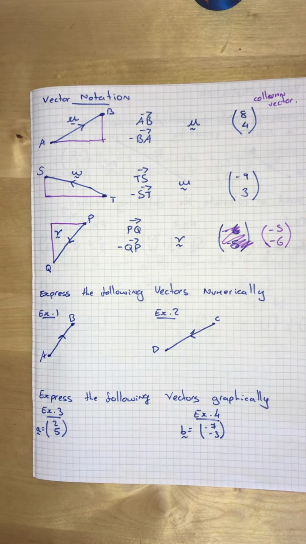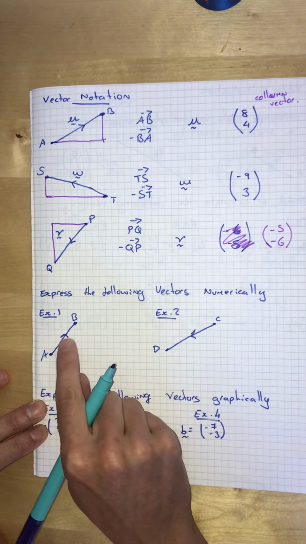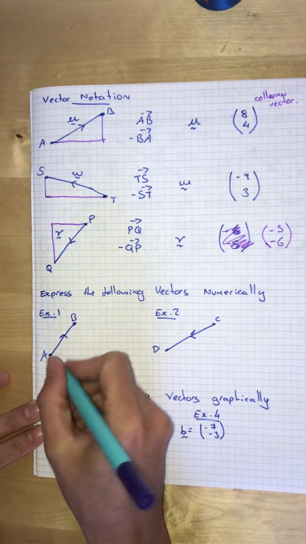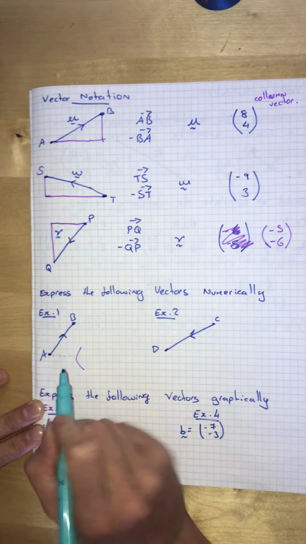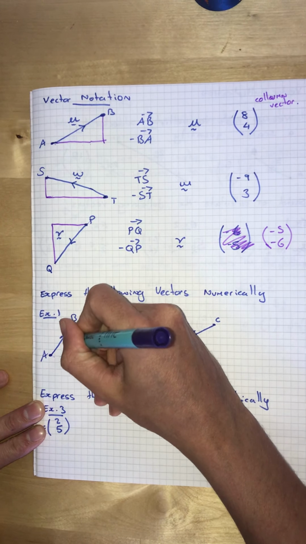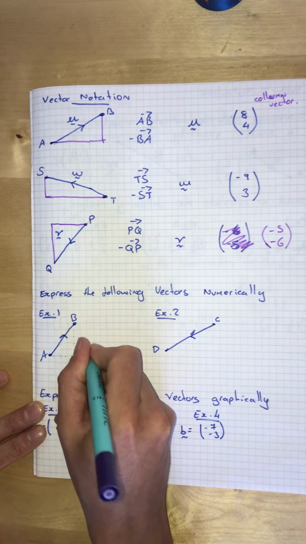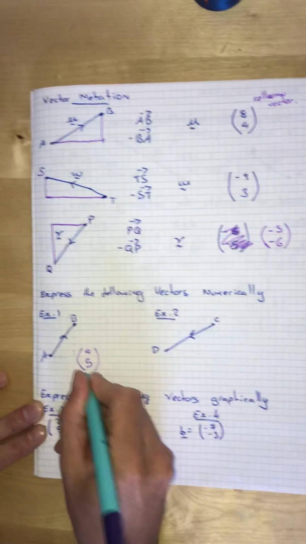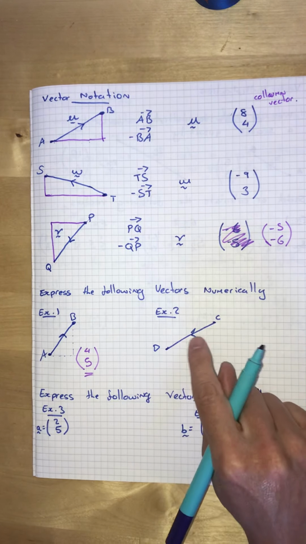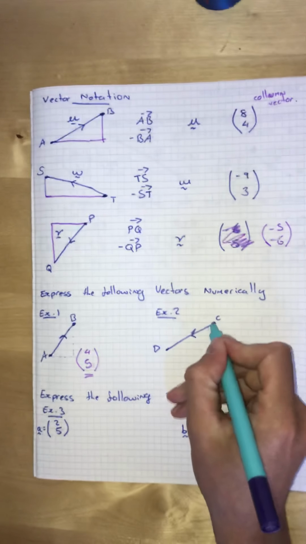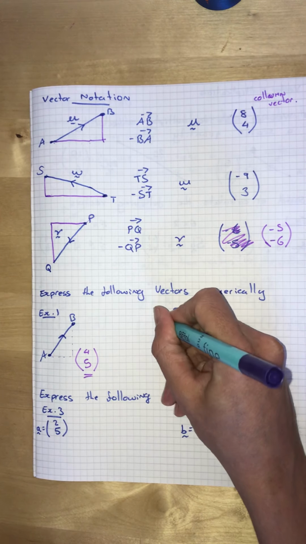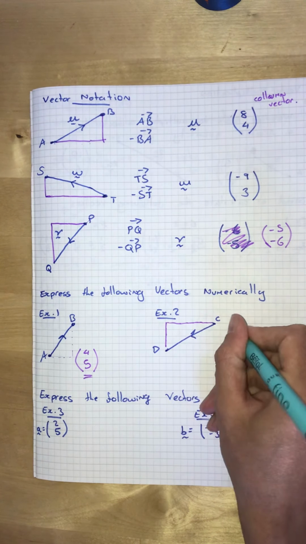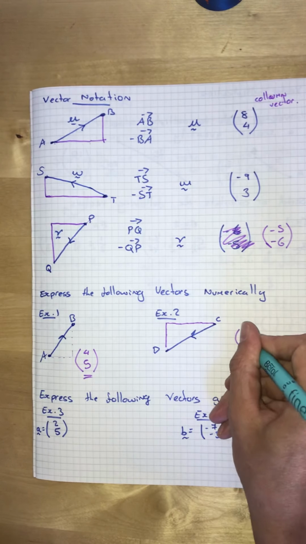Okay, so let's do a few examples. Express the following vectors numerically. So I'm starting at A, check the arrow, I'm going from A to B. So it's going to be 1, 2, 3, 4. 1, 2, 3, 4, 5. So it's 4 along and 5 up. I'm going from C to D. So we're going to go 1, 2, 3, 4, 5, 6, 7 back, and then 1, 2, 3, 4. So it's -7, -4.